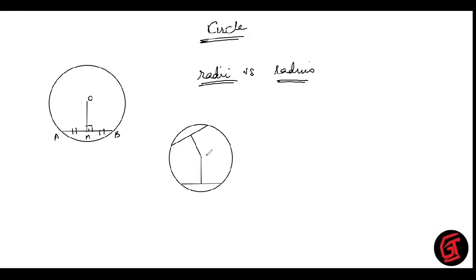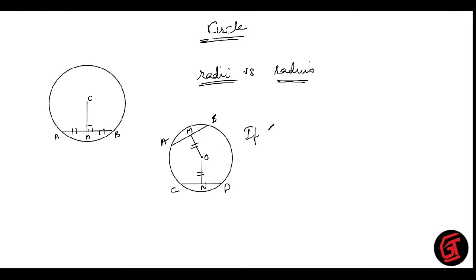Suppose I name O as the center. This is AB and this is CD. So chords of a circle equidistant from the center. Chords of a circle equidistant from the center means this distance and this distance are equal. Let's suppose we name these OM and ON.